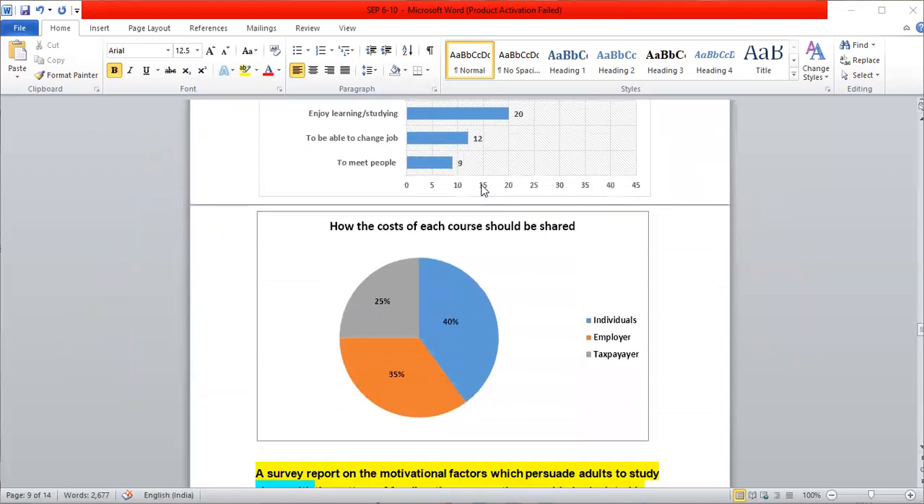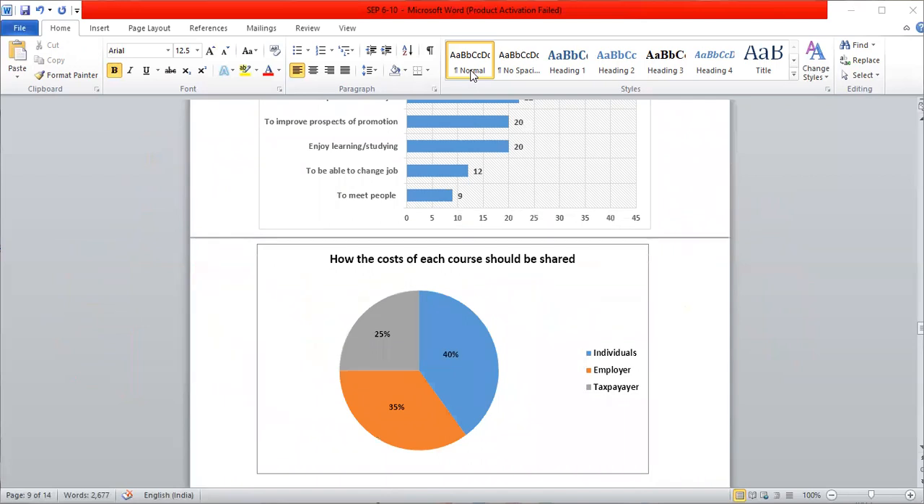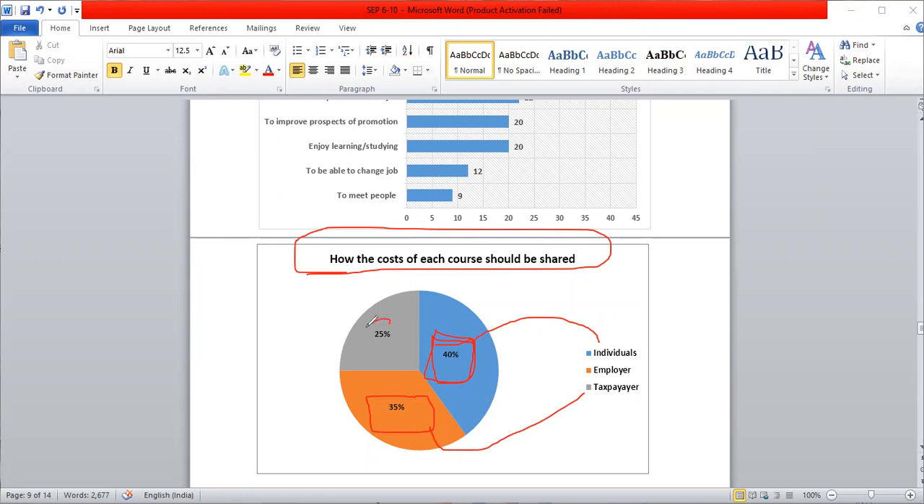Now, when I move ahead with the pie chart, out of the 100 respondents, the common decision, the ultimate result of the survey, is that 40% of the total cost of the course should be borne by the individuals, 35% by the employer, and 25% by the taxpayer, that is, the government. So this is the result the survey shows.